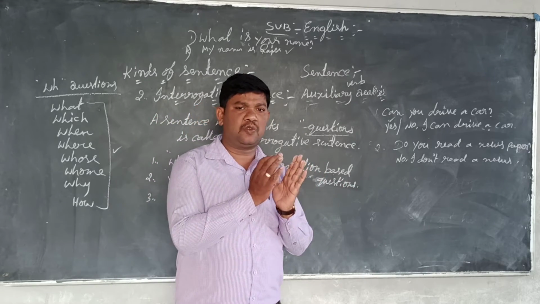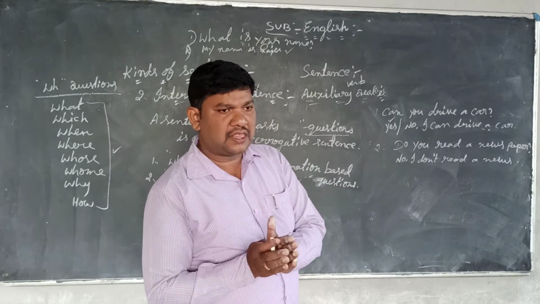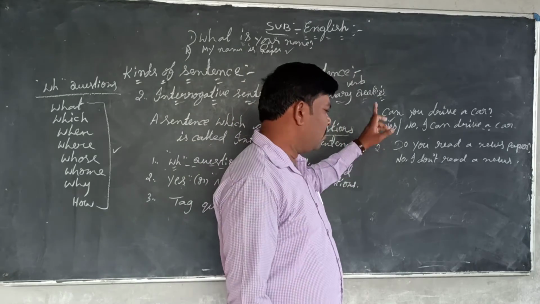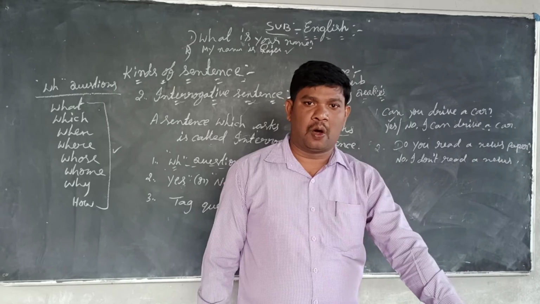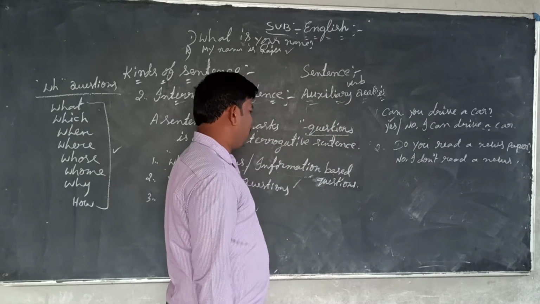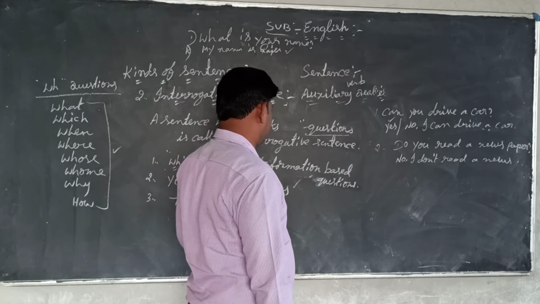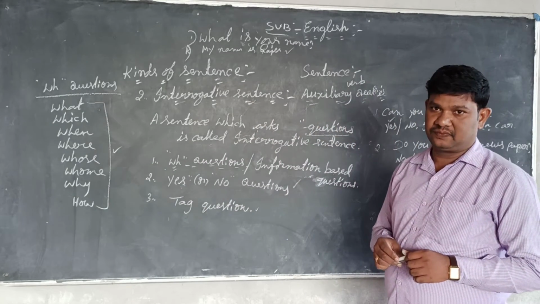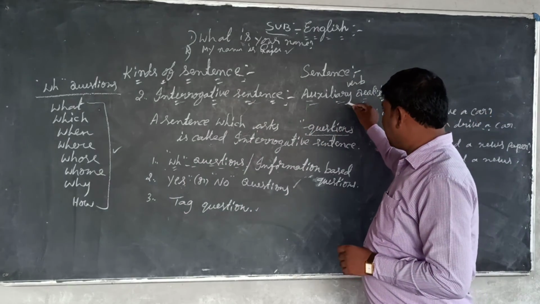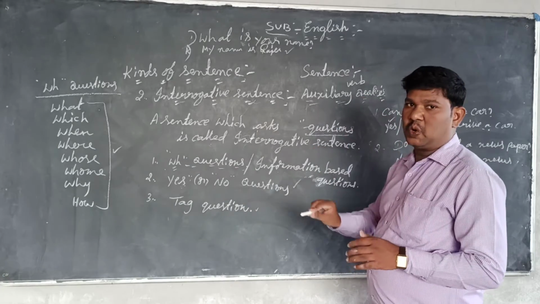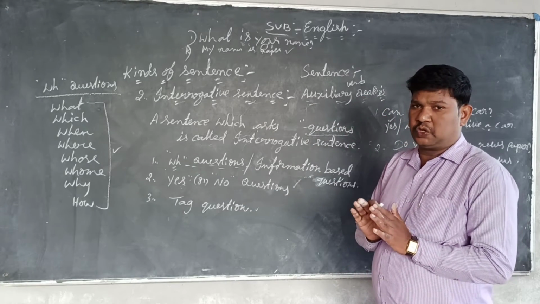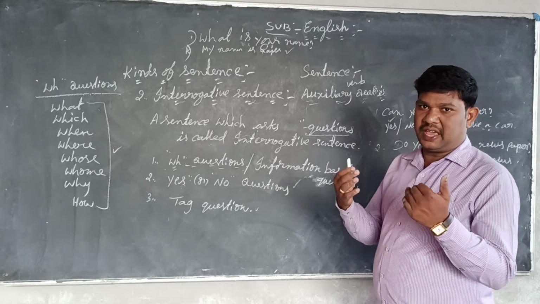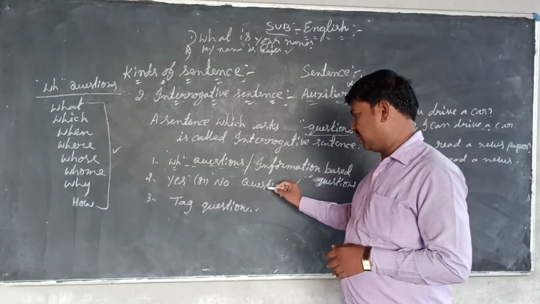When the auxiliary verbs are used, the answer must be, you say first, yes or no. So that's why we call this type of questions yes or no questions. When you ask an auxiliary verb question, you should not provide information. You just say yes or no. That's why we call it a yes or no question.